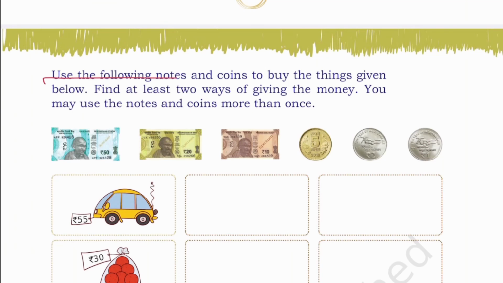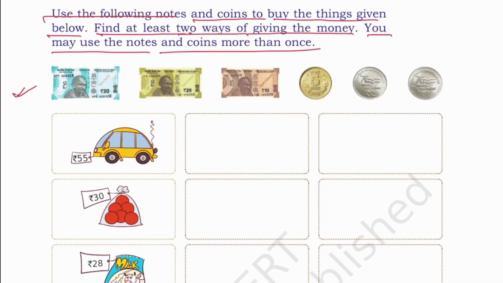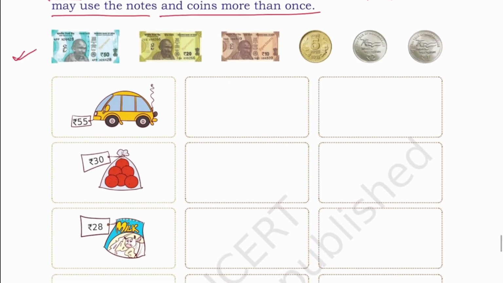Use the following notes and coins to buy the things given below. Find at least 2 ways of giving the money. You may use notes and coins more than once. Here notes and coins are given.